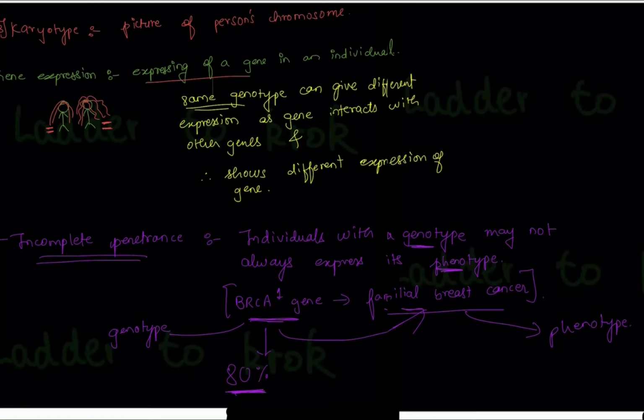If they give you a question that a person has a certain kind of disease, and there is only a 30% chance that the disease will be shown in that person, the answer for that is incomplete penetrance. So it depends on the chance. The BRCA1 gene is 80% dominant, but 20% of the time it doesn't show this phenotype, that is familial breast cancer. So this is a very easy definition for incomplete penetrance.